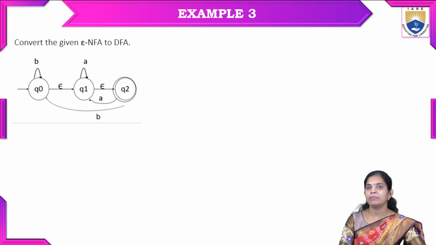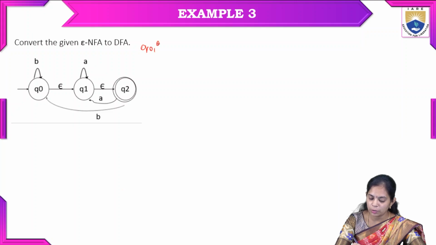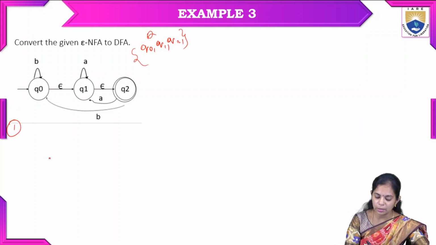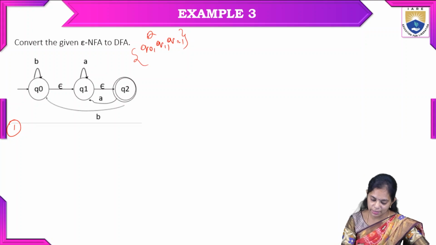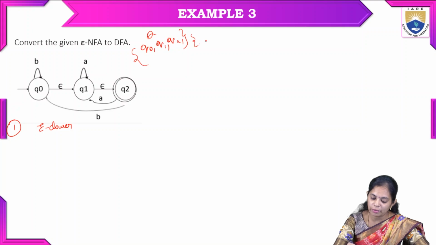Here the epsilon NFA is the input, and we need to find the epsilon closure for every state. How many states are there? We have Q0, Q1 and Q2, so three states. The first step is to find the epsilon closure for every state. Sigma is equal to {a, b}. Q0 is the initial state and Q2 is the final state.